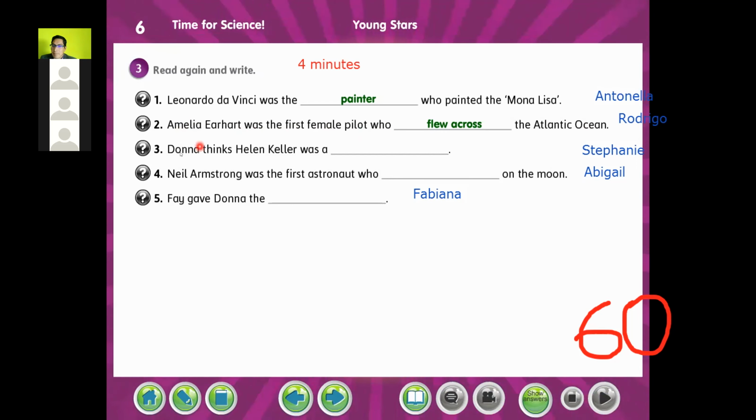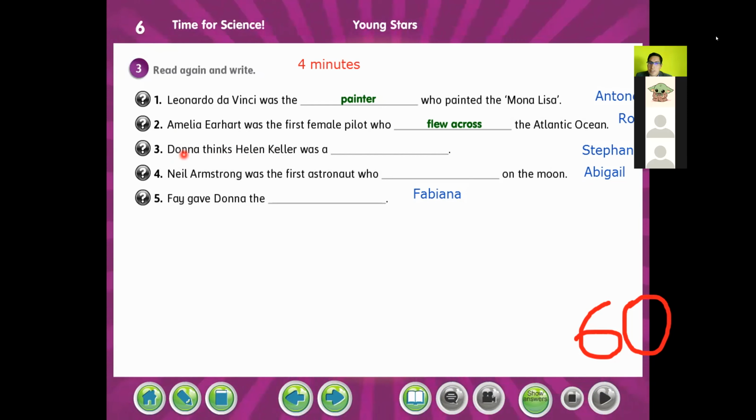Stephanie, please. Number three. Teacher, disculpe, yo no pude hacer eso porque mi internet estaba un poco mal y no pude escuchar todo. But you need to read the story in the book. Okay, other student, please, other volunteer, raise your hand. Other student for the number three, please. Teacher, unos cuatro le puedo decir por mientras.